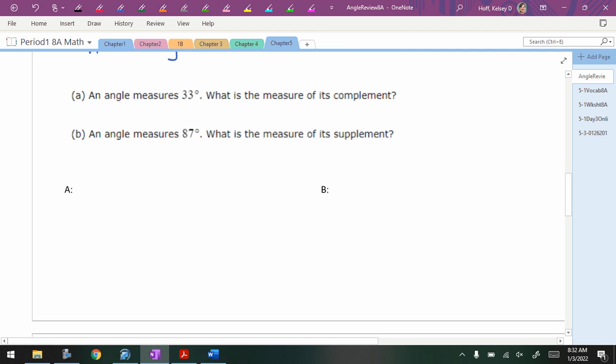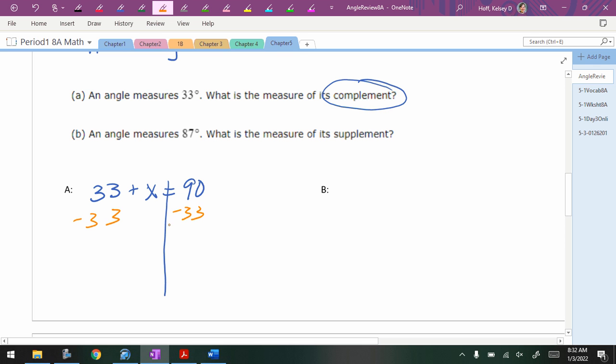An angle measures 33 degrees. What is the measure of its complement? Complement means they add to be 90. So 33 plus an angle we don't know, we'll call it x, equals 90. Easiest chapter 2 equation to solve. How do I get x by itself? Very good. Subtract 33 on both sides.